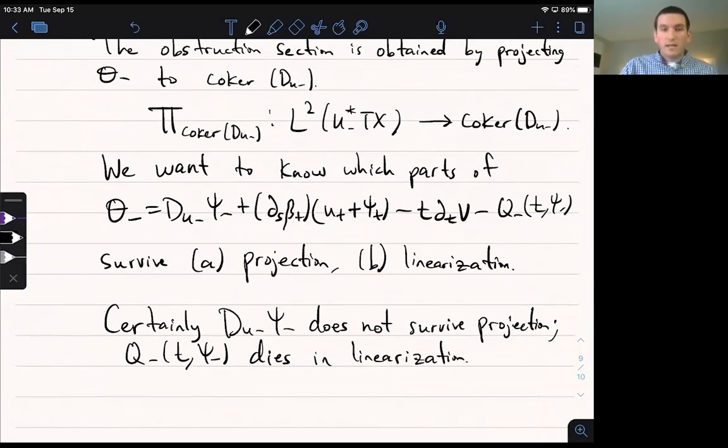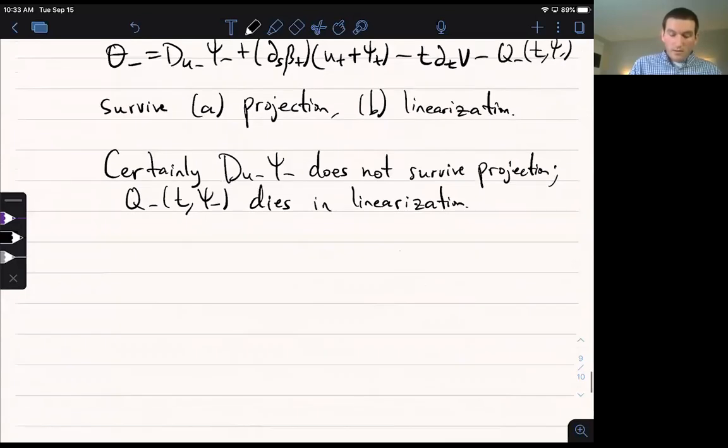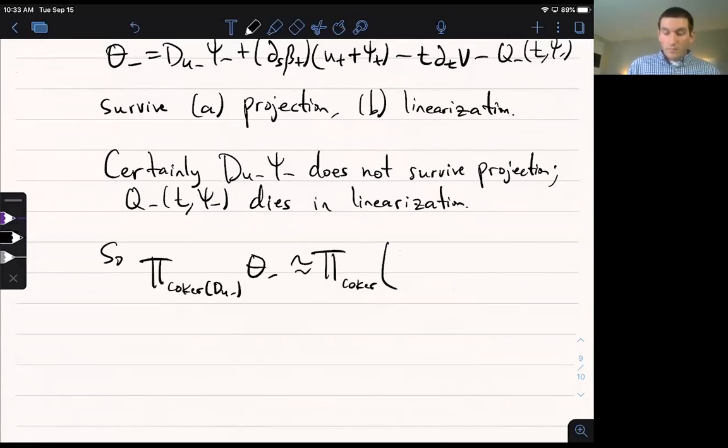Okay, so we can already say that this projection to the co-kernel that we're interested in is approximately just the projection to the co-kernel of the two remaining terms. So I think those two terms were without controversy, deleting them. Now I get to start making you angry, probably. I don't know, we'll see.